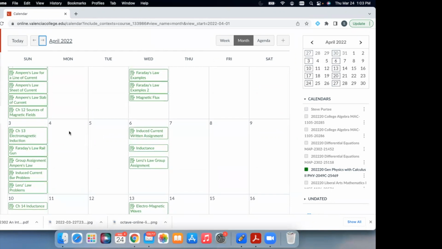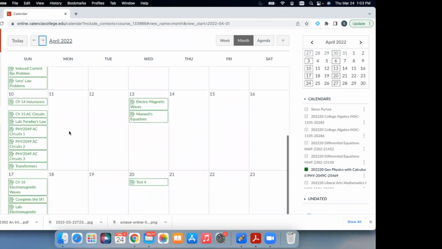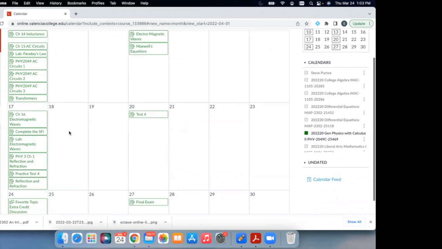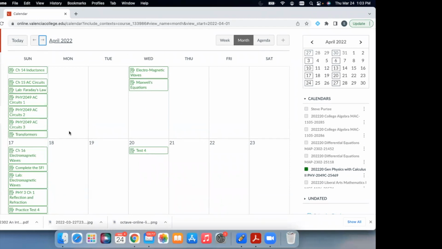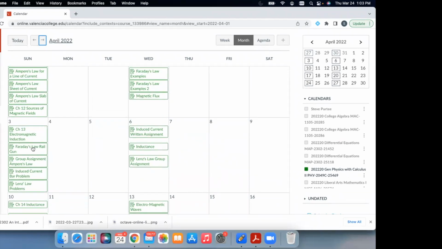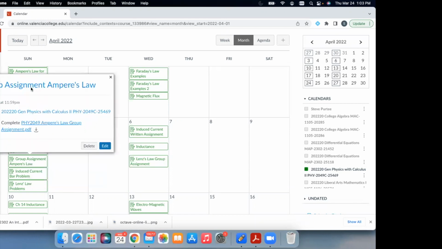We have an Ampere's law group assignment someplace. That's the one I'm looking for. There it is. Now, all I want you to do here, because I've literally done them all for you, I've done all the different Ampere's law problems, the line, the sheet, and the slab. Here, I just want you to write them up nice and neat. So you're really just copying my solutions.